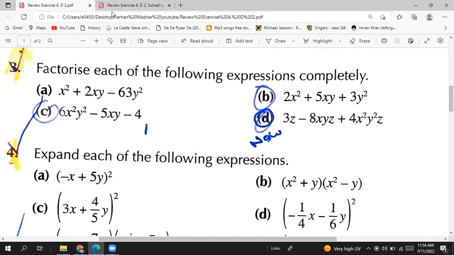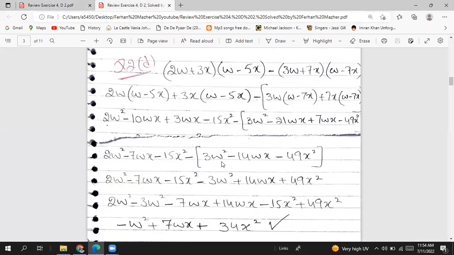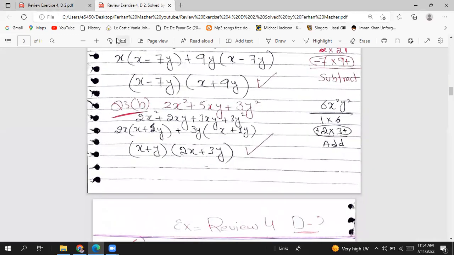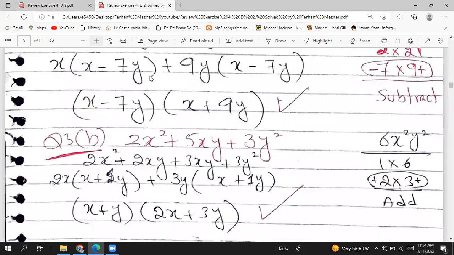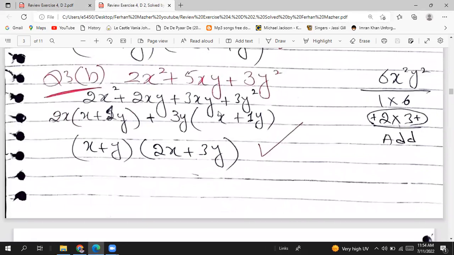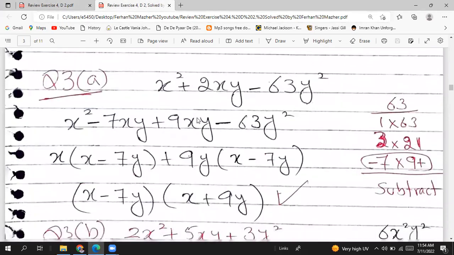I will go with the midterm breaking. I will multiply the extreme terms here. That gives me 63x squared y squared. I will write the factors of 63. So they are 1 into 63, 3 into 21, 7 into 9. With the third term, we have a negative sign, so I will write here subtract.